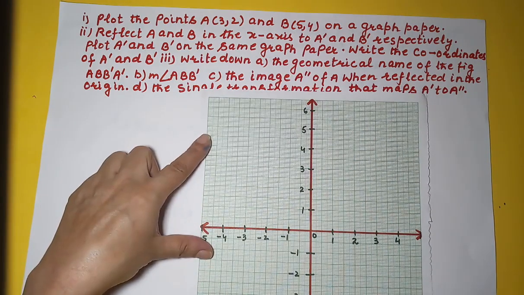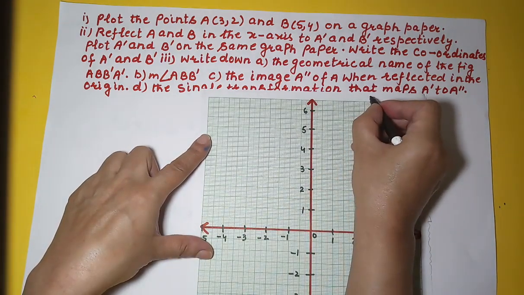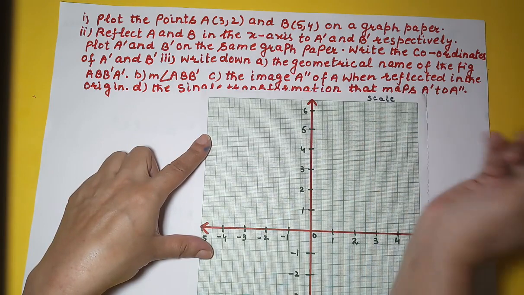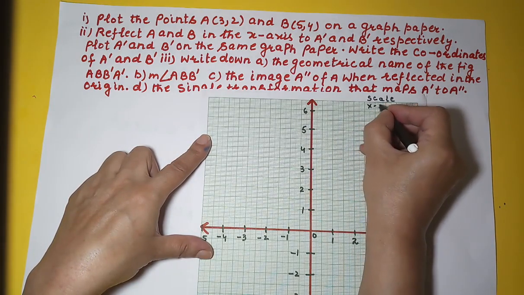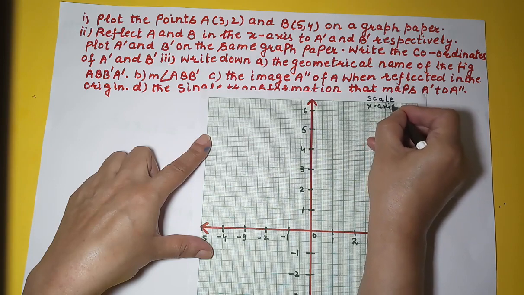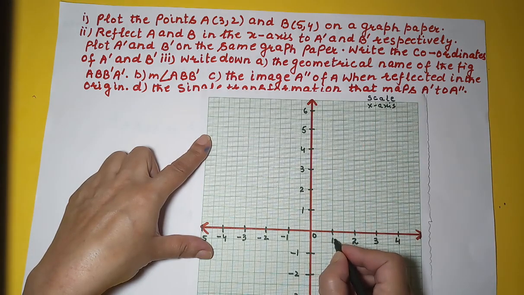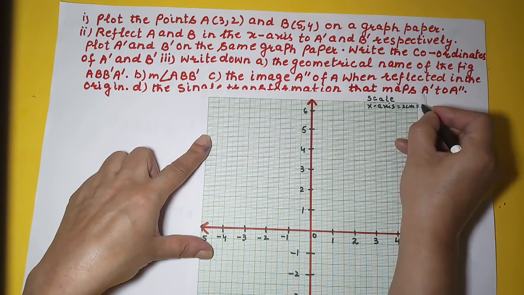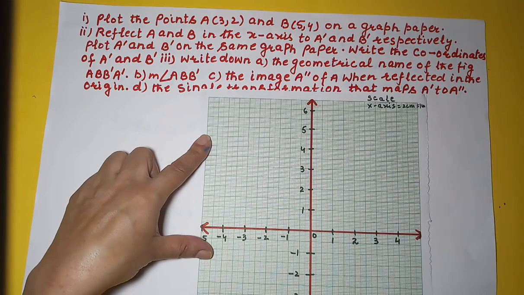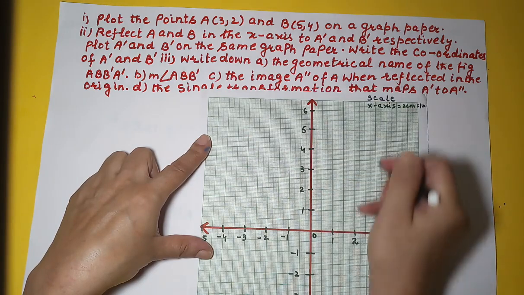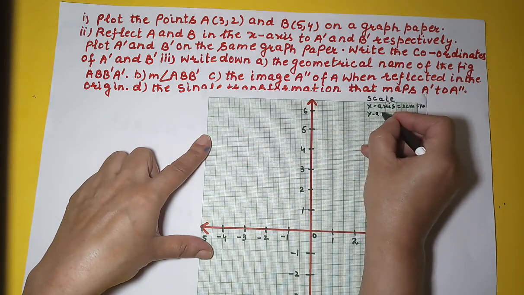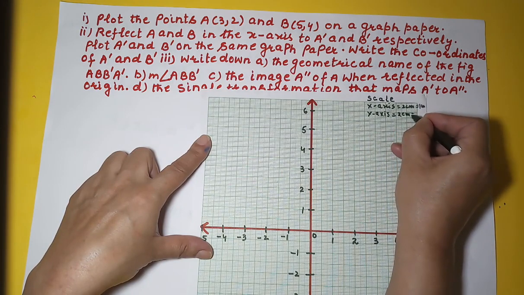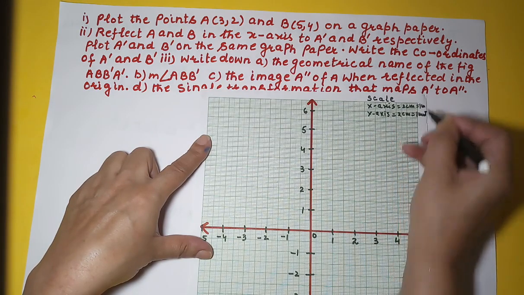And the first thing that I have to do is write the scale at the top right hand side corner on the graph. So the scale along the x-axis is 2 centimeters equal to 1 unit. Similarly, along the y-axis I have taken the same scale. So for the y-axis I can write 2 centimeters equal to 1 unit, right?